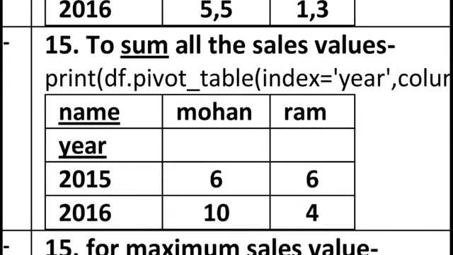So the simple command will give an important analysis. We can analyze that in 2015 Mohan sold a total of 6 items. In 2015 Ram sold a total of 6 items. In 2016 Mohan sold 10 items and Ram sold 4 items.